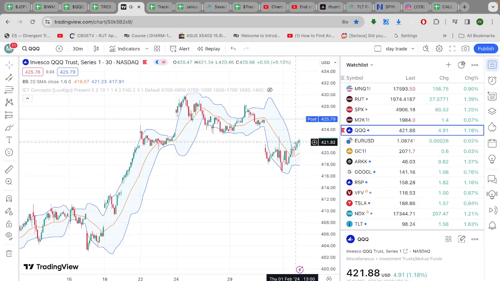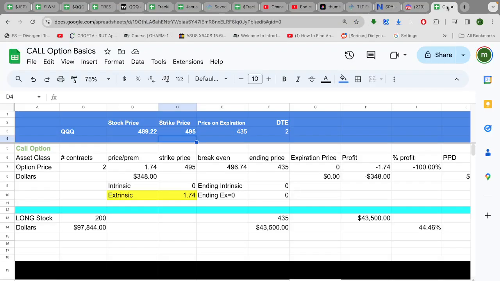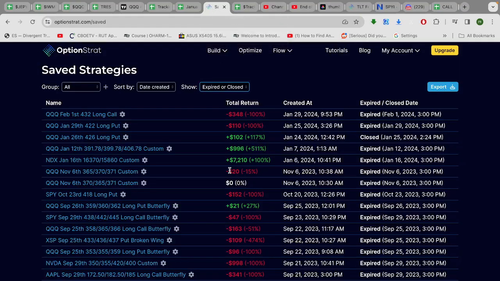All right, so anyway, that's our signal. That's what we're doing. But as far as the option itself, we're going to go over here to our call option spreadsheet. I've already loaded it up. Let's see, the symbol is SPY. All right, SPY closed at 489.22. I'm just going to say we bought this on the close. The strike price, let's look right here in the option.